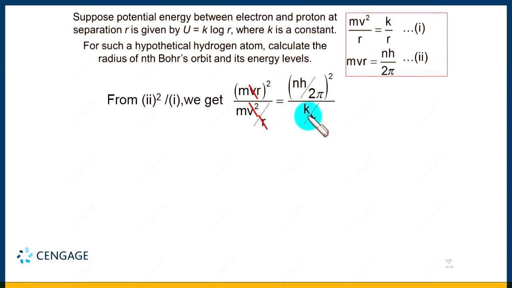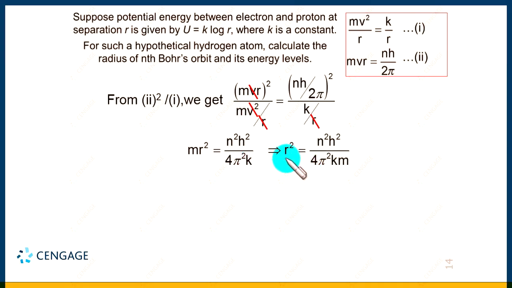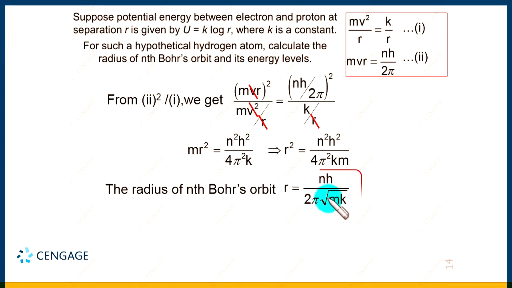this is equal to n square h square divided by 4 pi square k. This is the relation. That means we can find the value of r square, and this r square is equal to n square h square divided by 4 pi square k multiplication m. Now we can find the radius of nth Bohr orbit by the under root of this value, right? This is the r value. This is the radius of Bohr's nth orbit, right?